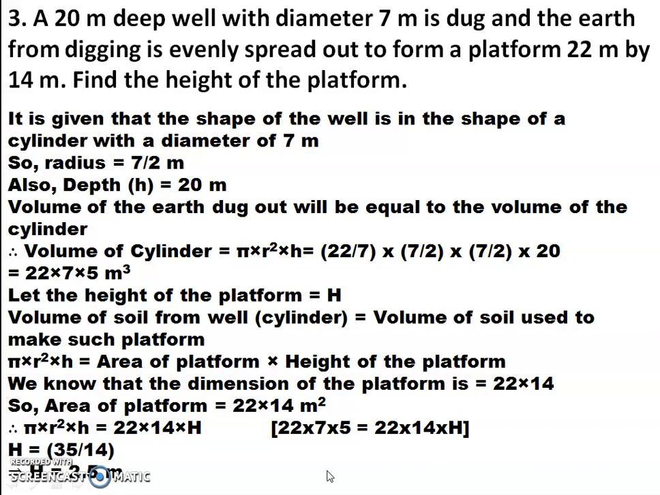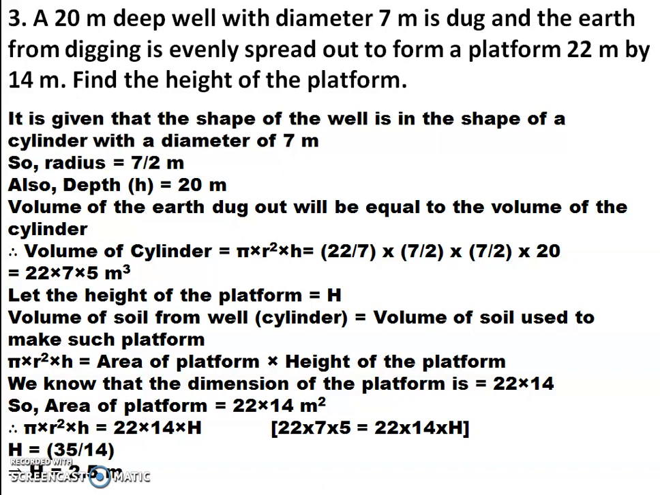A 20-meter deep well with diameter 7 meter is dug and the earth from digging is evenly spread out to form a platform 22 meter by 14 meter. Find the height of the platform. Did you understand the question? When you dig a well, much soil will be there, isn't it? That is what you mean by earth here. That soil, after taking it out from the well, is evenly spread out to form a platform.